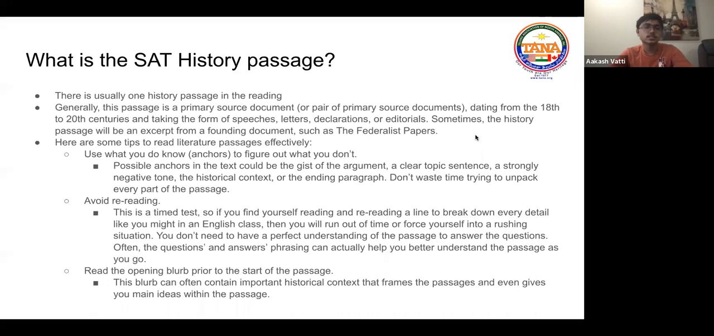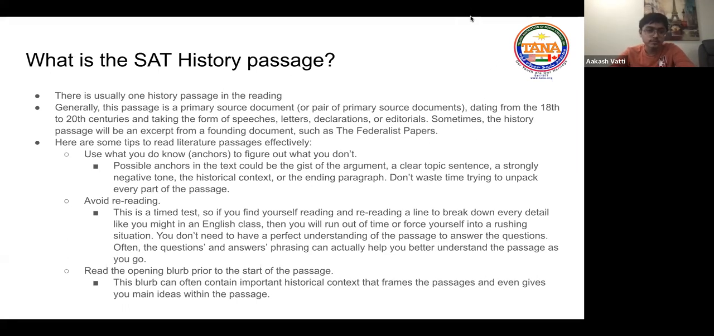And generally this passage is a primary source document, or as I said before, 2 primary source documents dating from the 18th to 20th centuries, which is the 1700s to the end of the 1900s, and they usually take the form of speeches, letters, declarations, or editorials. Or the history passage could be an excerpt from a founding document, such as the Federalist Papers, which people in the U.S. passed a couple centuries ago.